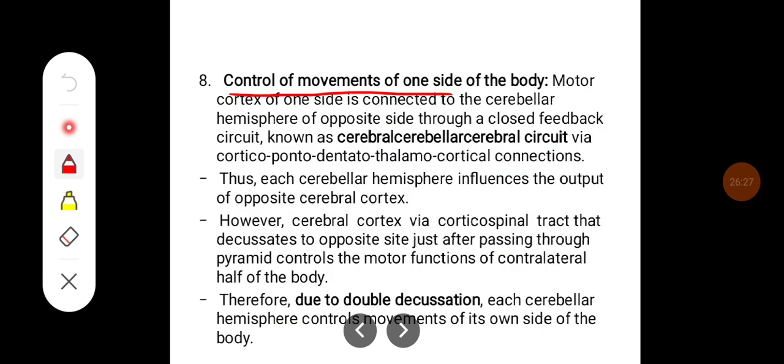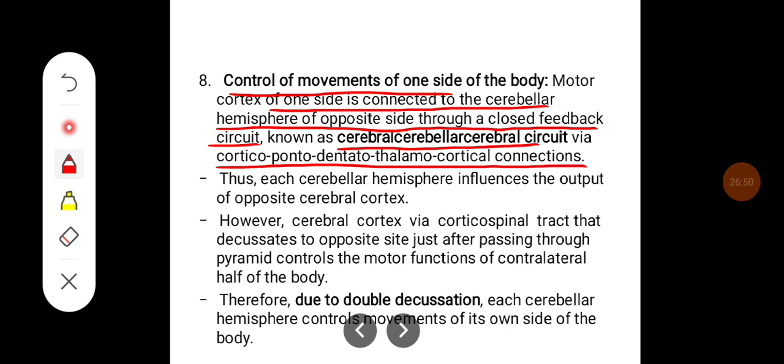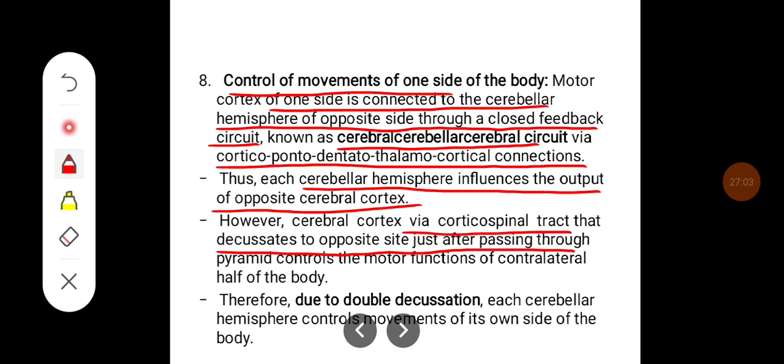Then they are important for the control of movements of one side of the body. The motor cortex of one side is connected to the cerebellar hemisphere of the opposite side through the closed feedback circuit, the cerebrocerebellar circuit, via the cortico-ponto-dentato-thalamo-cortical connections. Thus, each cerebellar hemisphere influences the output of the opposite cerebral cortex. However, the cerebral cortex via the corticospinal tract that decussates to the opposite side just after passing through the pyramid controls the motor function of the contralateral half of the body. Therefore, due to double decussation, each cerebellar hemisphere controls the movement of its own side of the body.